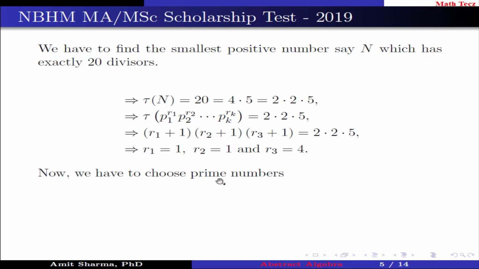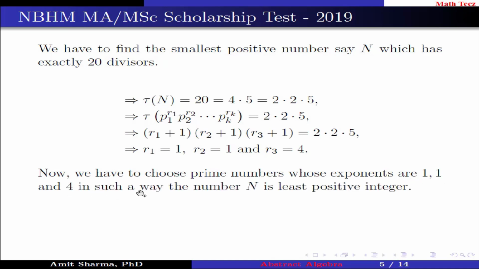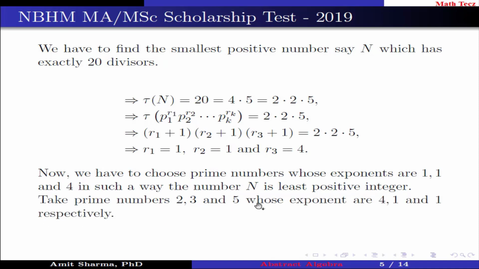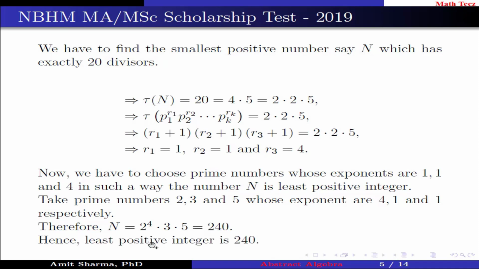Now we have to choose prime numbers whose exponents are 1, 1, and 4 in such a way that the number n is the least positive integer. Take prime numbers 2, 3, and 5 whose exponents are 4, 1, and 1 respectively. Therefore, n is equal to 2 to the power 4 times 3 times 5, which is equal to 240. Hence, the least positive integer is 240.